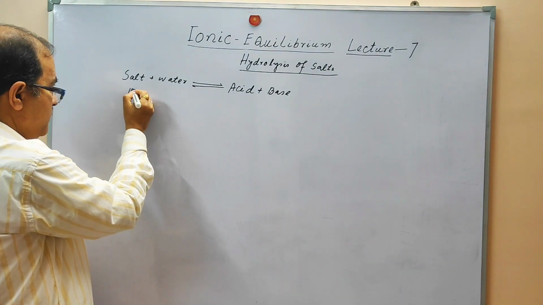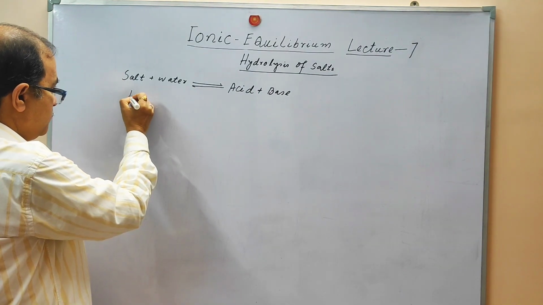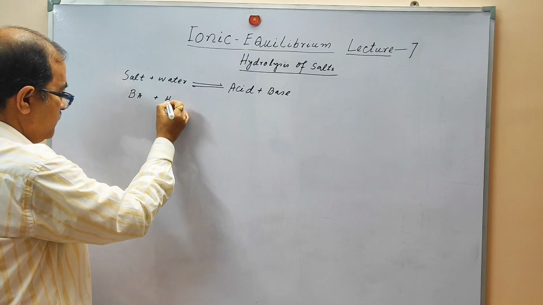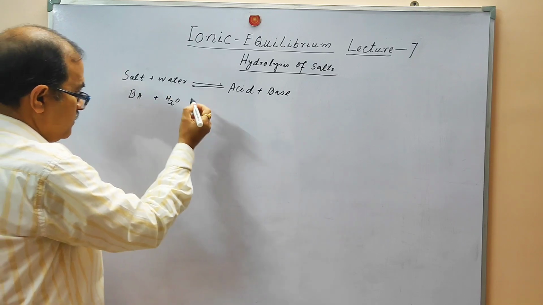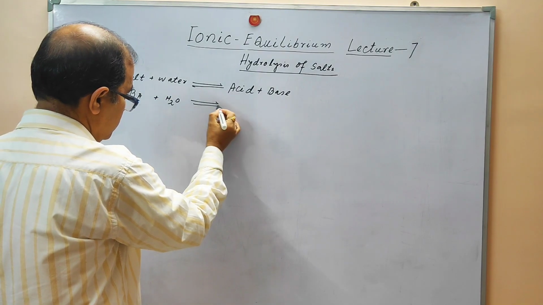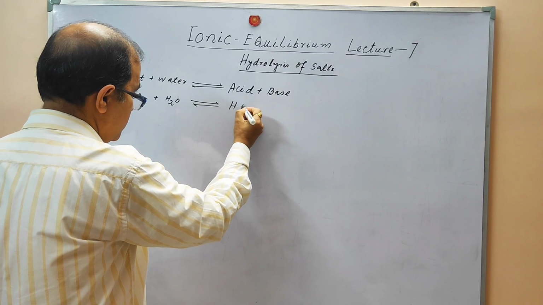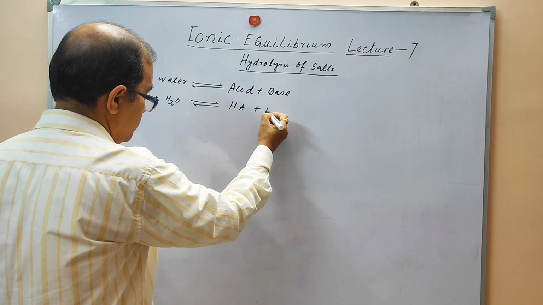Suppose salt is BA, and this is water, and this is your acid HA and base BOH.